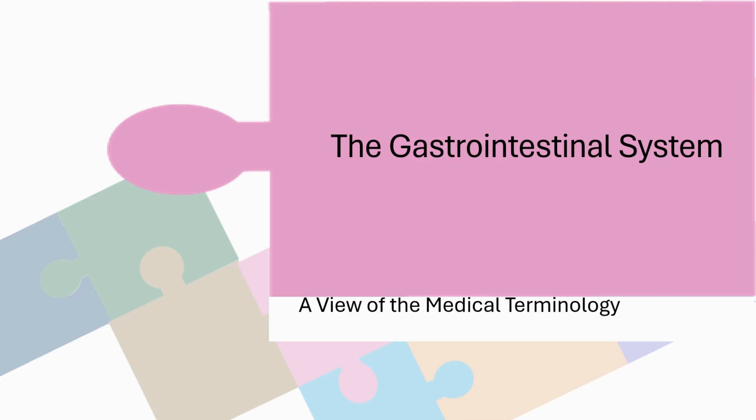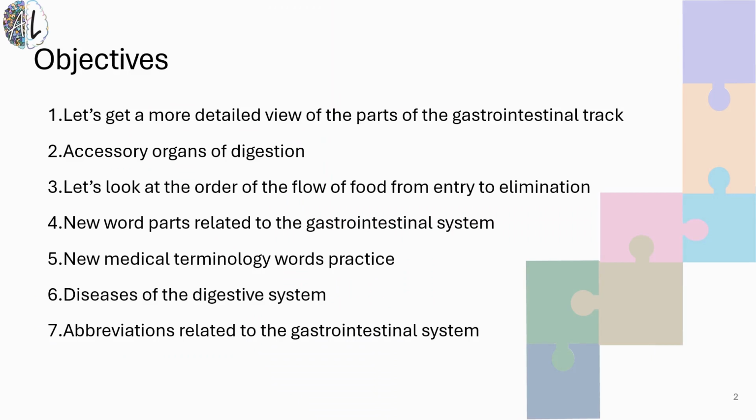Introduction to medical terminology for the gastrointestinal system. There are a number of objectives for this section of our medical terminology course. First, we're going to get a detailed view of the GI system. I know we've seen this a little bit generically already, but we're going to get detailed and name very specific parts. We're also going to look at the accessory organs of digestion. Then we're going to take a look at the order of food from start to finish, mouth to anus.